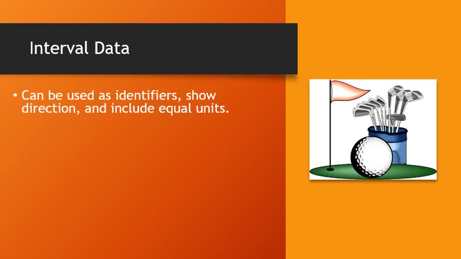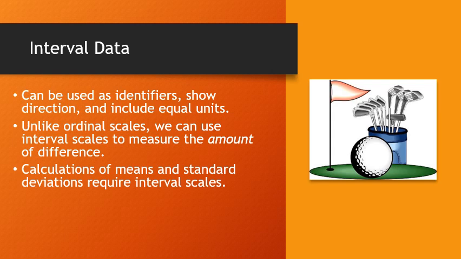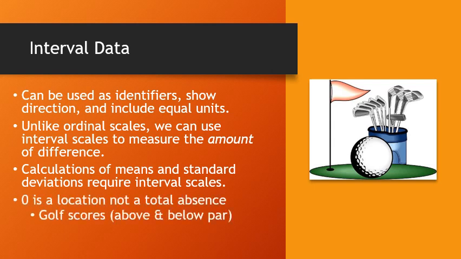Interval data can be used as identifiers, show direction, and include equal units. Unlike ordinal scales, we can use interval scales to measure the amount of difference. We can do calculations of means and standard deviations. They require interval scales. 0 is a location and not a total absence. So for example, 0 means you're right at par in golf. You got the ball in the hole in the exact number of strokes that the course was built for.